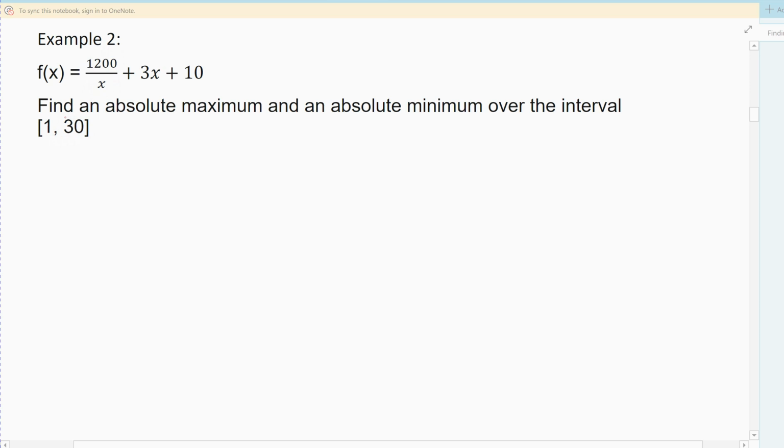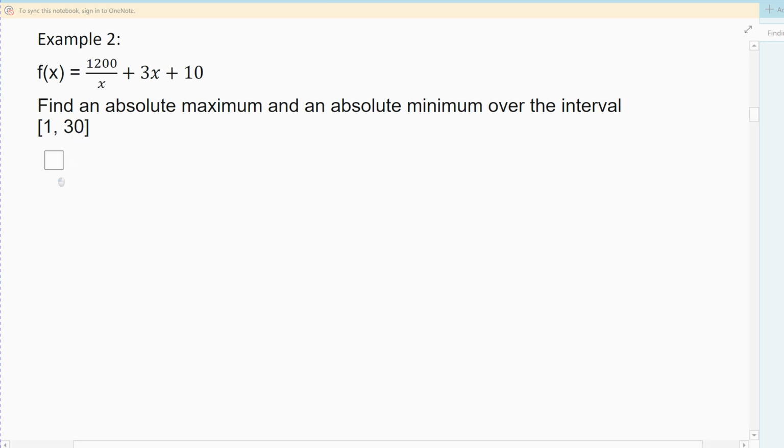It's continuous from 1 to 30. And so that means I'm guaranteed, somewhere from 1 to 30, I will have an absolute max and an absolute min. It'll either occur at the 1 or the 30, or a critical value in between. So that's my first step, finding the critical values.